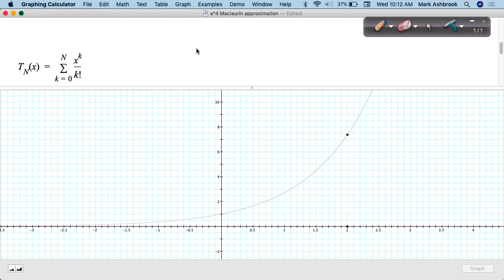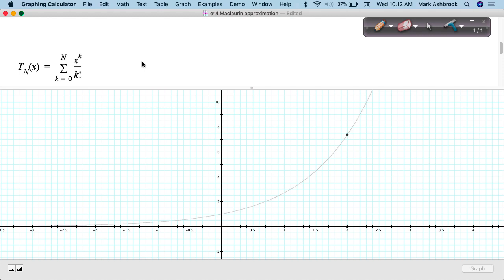And what does this represent? Is this the Maclaurin series for e to the x? What would you call that? What's that? Right. It's a partial sum of the Maclaurin series. And what do we call that? Partial sum of the Maclaurin series. Maclaurin polynomial, right? It's a finite number of terms.